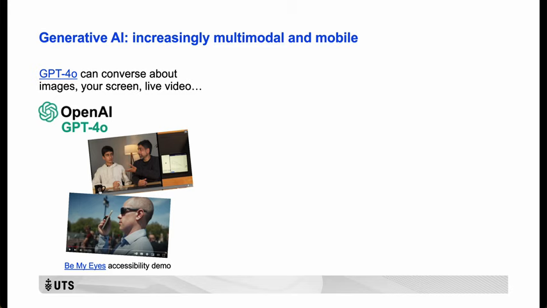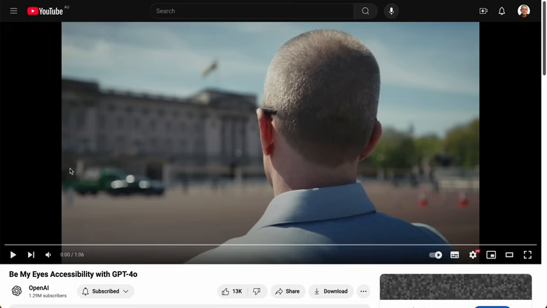So first of all, GPT-4 Omni and others are now multimodal. Let me give you an example of what that means. It's looking through the camera, interpreting the visual scene, conversing with the student or user, in this case as an accessibility aid outdoors.